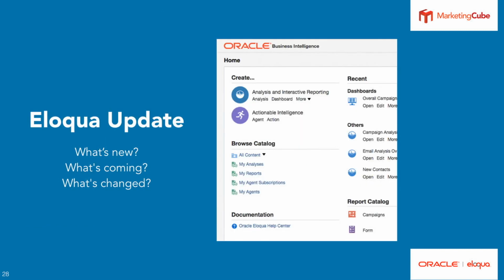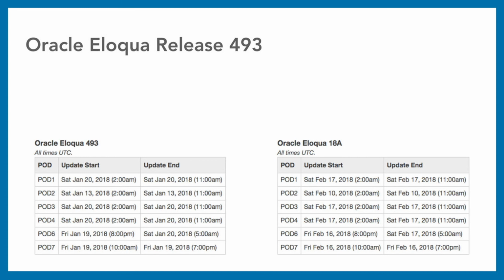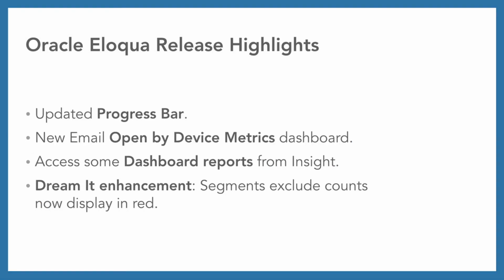Now, the last thing we wanted to show you today was to explore in a little bit of detail some of the updates that have happened. This is now a regular part of the user group that we'll do at the end of each session, just trying to expose to you some of the new functions that are available within Eloqua. So this is the schedule that you can see on screen right now. It's broken into 2 areas, the actual platform itself being Oracle Eloqua Release 493, the other being apps, which is on the right-hand side, which is 18A. But let's have a close look at some of those differences or enhancements.